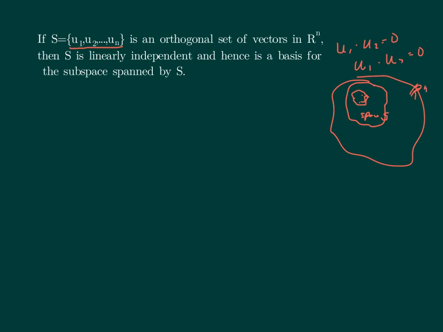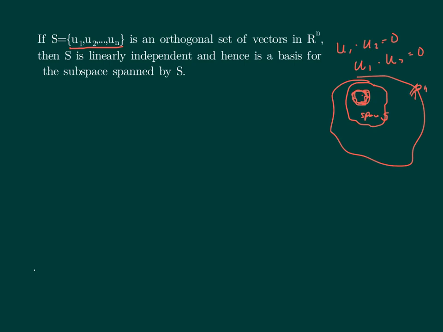And the idea is to show that this set of vectors are linearly independent, which means that the subspace they span, they're going to be a basis for that subspace. So basically what we want to show is this set of vectors S is a linearly independent set when they are orthogonal.